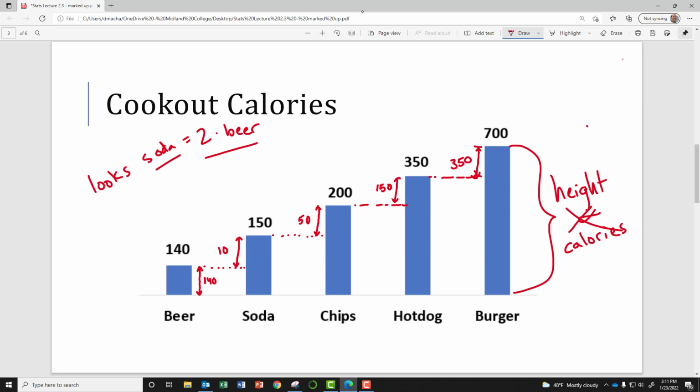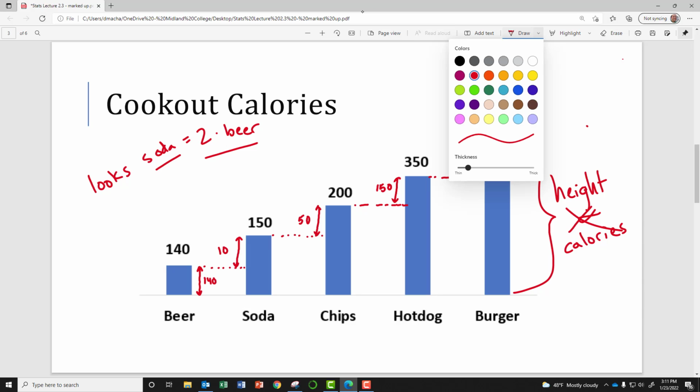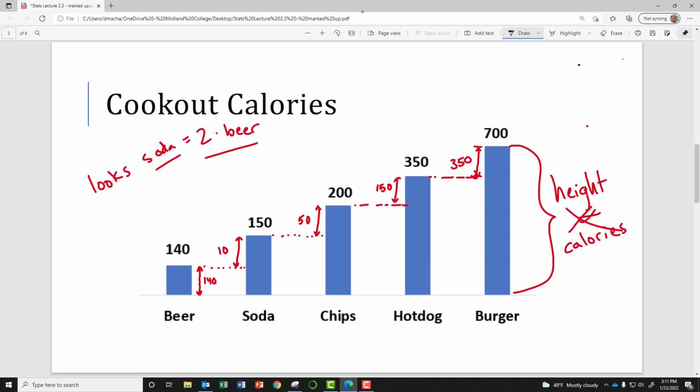Calories wise, it looks like this. Since the soda bar is twice the size of the beer bar, you think, well, soda must be twice as many calories, but in fact, that's not the truth. So this is misleading as a visual, even if they have the correct numbers there. Just some tips. If you want a really good graph, what you might add is some horizontal grid lines.